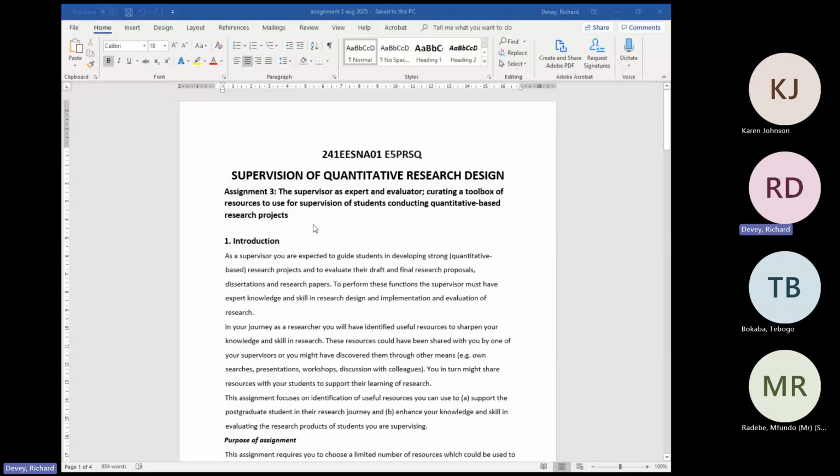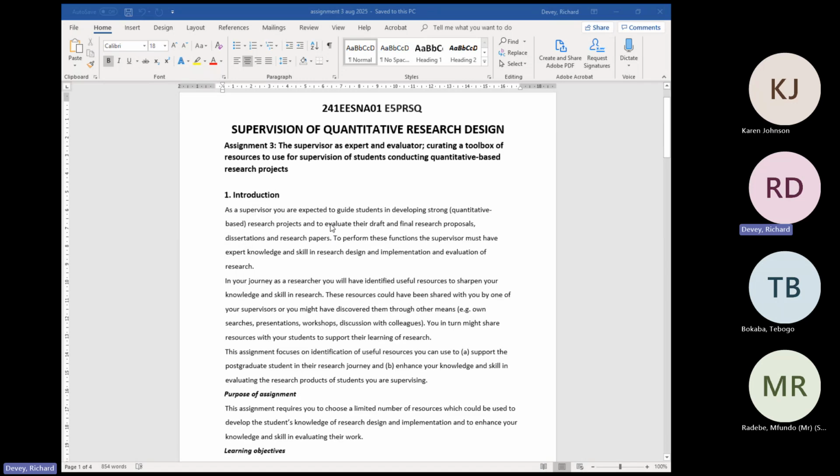So this is kind of combining the supervisor as an expert and evaluator. And what you need to do for this assignment, you can start doing it now, is curate a toolbox of resources that you would use as a supervisor for your students who are conducting quantitative-based research projects. So as a supervisor, there are certain resources that you might use to share with your students to help guide them in terms of their development as quantitative researchers.